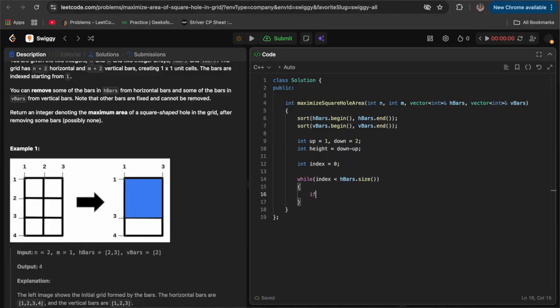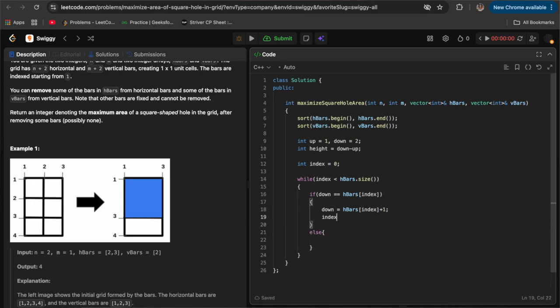So if my down is equal to h bar at that index, it means I can remove that down bar and I can take the next bar as my down bar basically. So I can take h bar at that index plus 1, and I can increase the index. I'll increase the index here, okay.